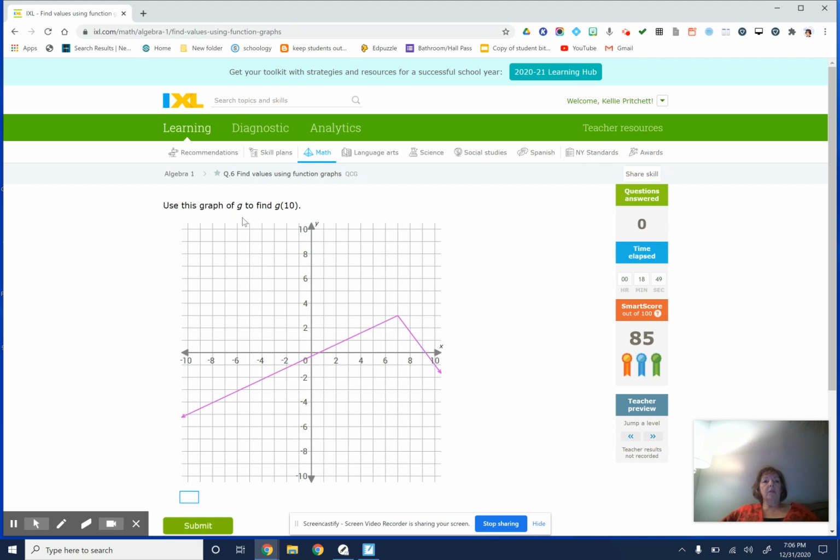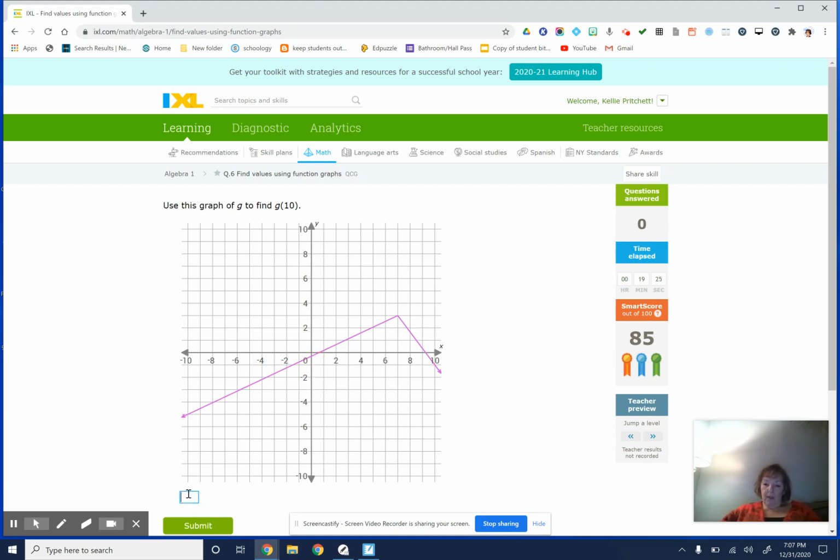All right, use this graph of g, so my function's called g, to find g of 10. So that means find out what g is, or what we would say y, when I put in a 10 for x. So it's like g of x would be g of 10. So when x is 10, so I go to my x-axis, I go to 10 right here, I would have to come down to hit the graph. So that's where my y is. So if I come across to see what that would be, y would be -1.